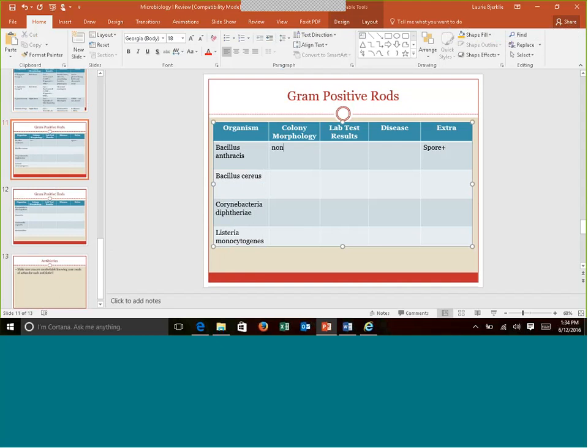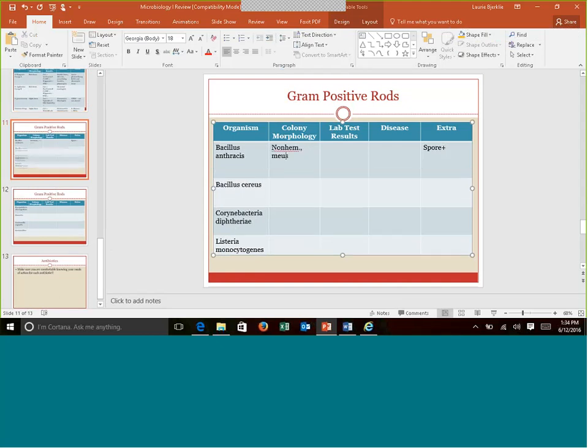So Bacillus anthracis is non-hemolytic, and this is the one that is said to look like Medusa head or comma projection. So they're very large colonies that usually have some sort of projection out of them. Lab test results go: it is catalase positive. It is still susceptible to penicillin. It is lecithinase positive. It is non-motile. That's all I really need you to know there. And of course, disease is anthrax, also known as wool sorter's disease.